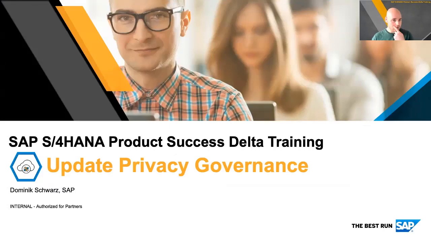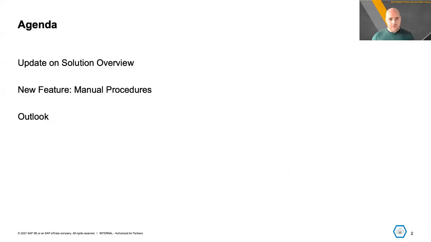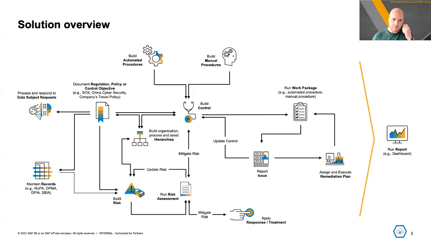So let me give you a short update about what we're doing currently with SAP Privacy Governance. I want to present you a new feature, the manual procedures, and then give you a very short outlook on our current roadmap as it stands today. So, a quick recap on SAP Privacy Governance as a public cloud software as a service solution built from multiple reuse services.